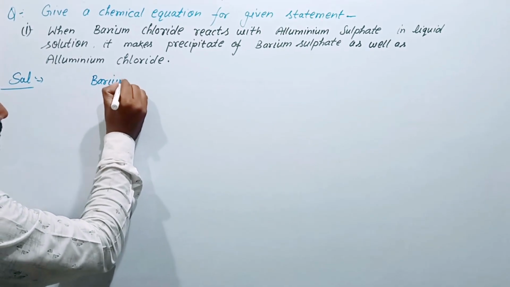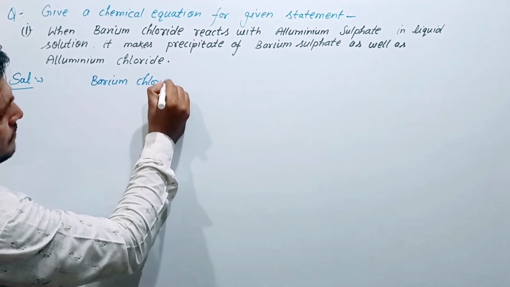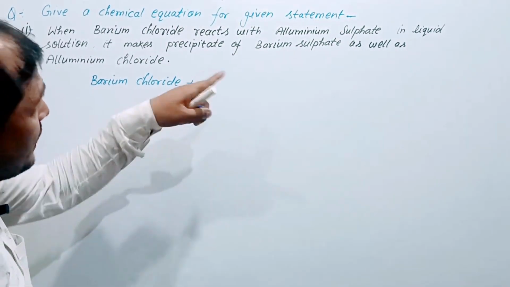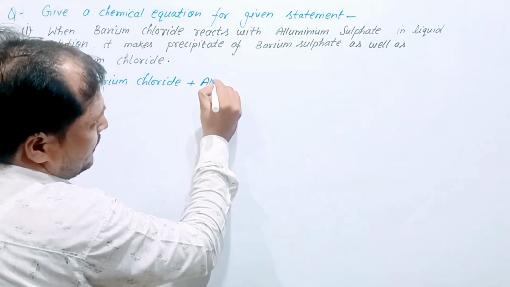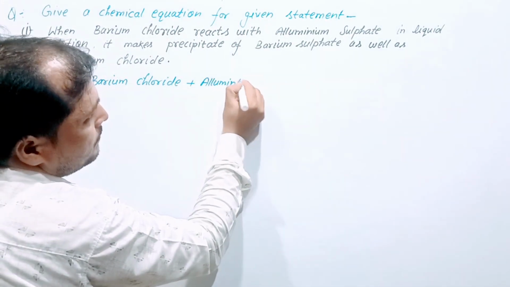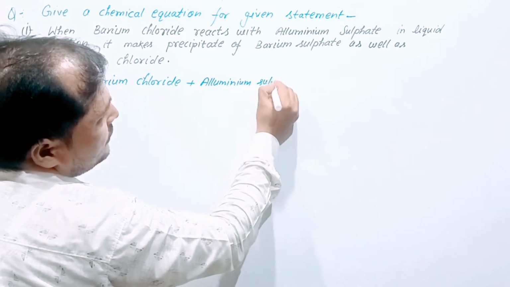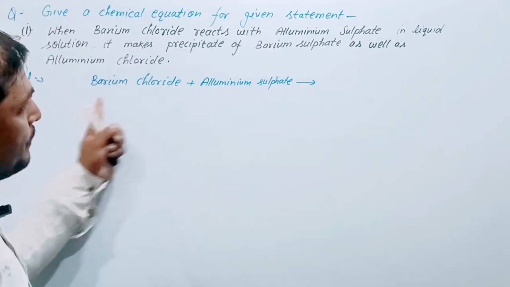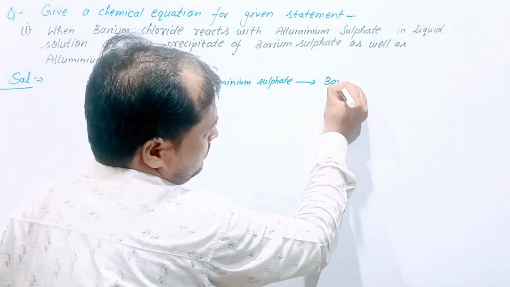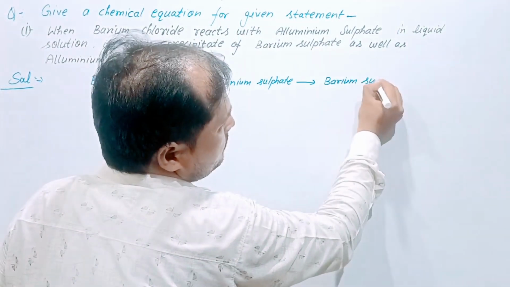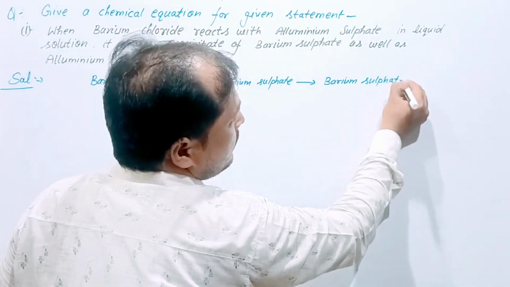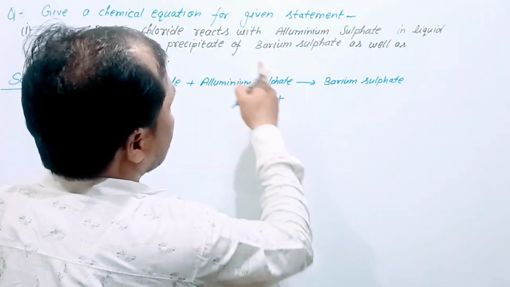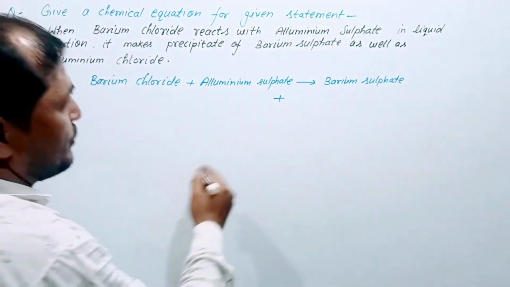barium chloride plus, which means that barium chloride reacts with aluminum sulfate, gives out barium sulfate plus aluminum chloride.